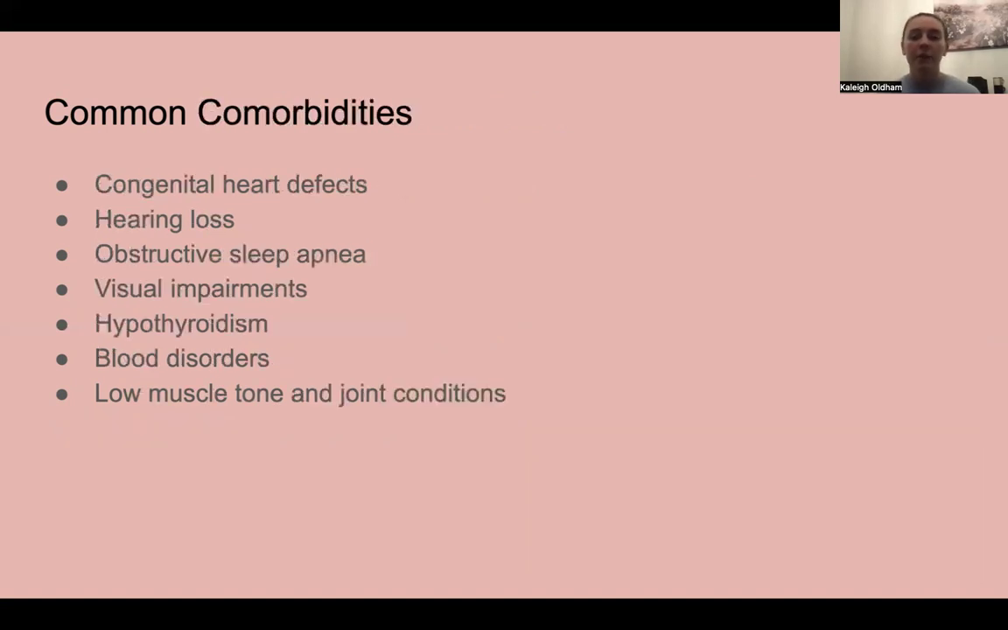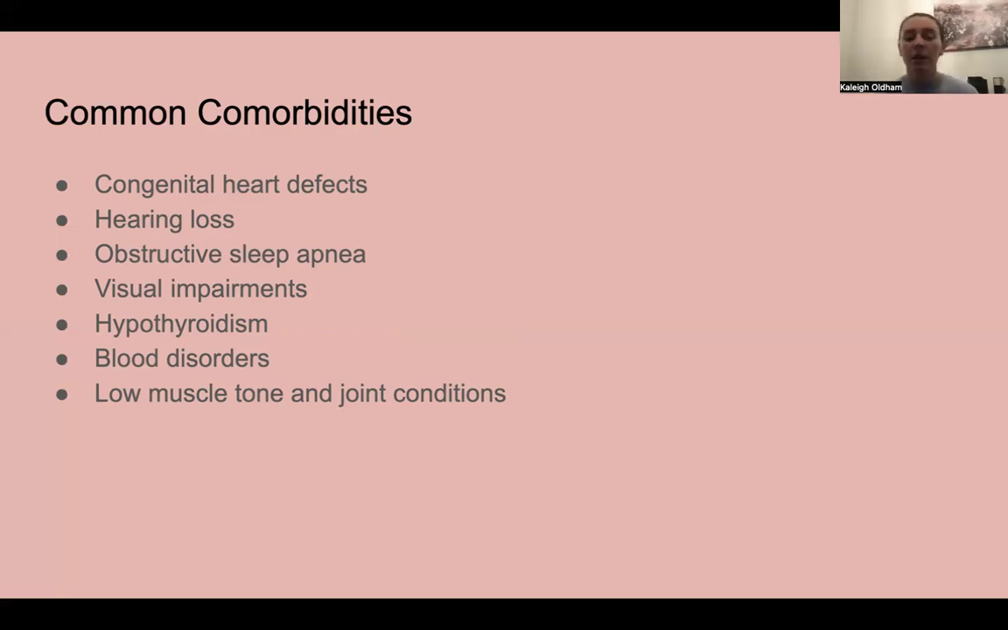So some common comorbidities with this population that are important to be aware of is congenital heart defects. So like heart murmurs, there's other heart defects. I didn't research all the heart defects. It was just general heart defects that it mentioned. It was just like heart murmurs are very common. And there's other ones. It's just different depending on the child and what they have.